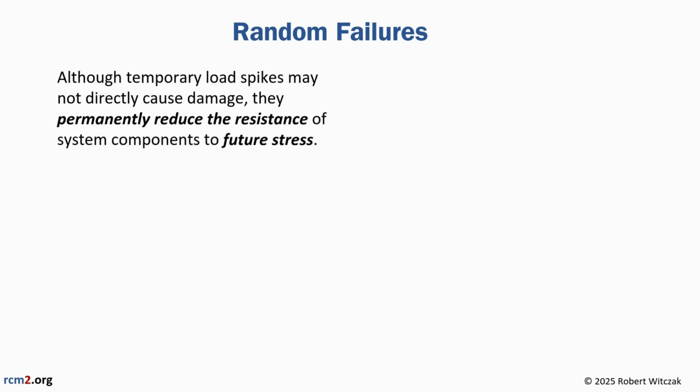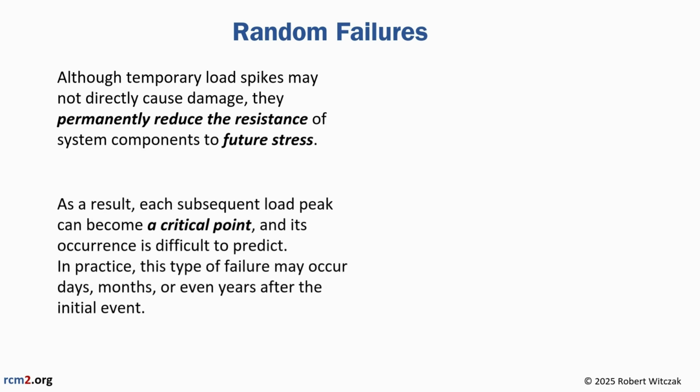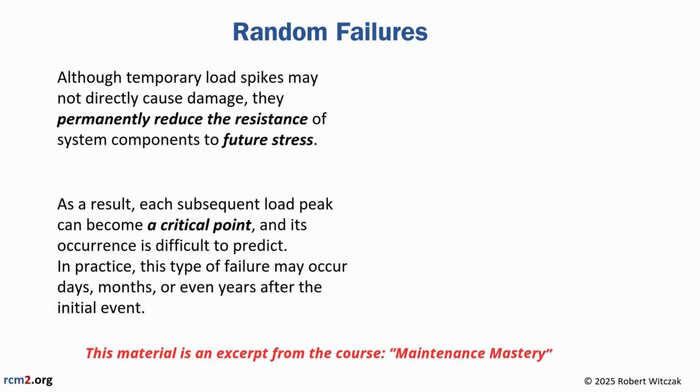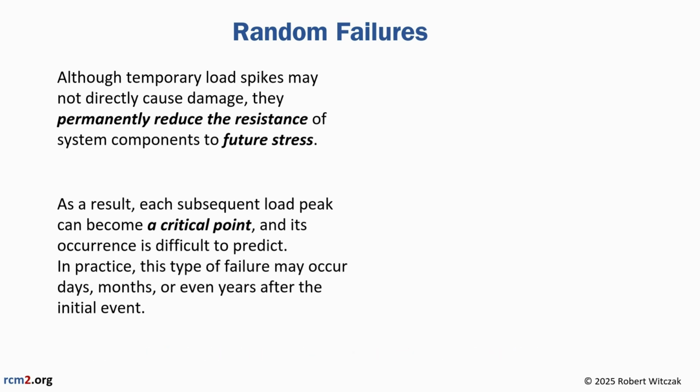Although temporary load spikes may not immediately cause visible damage, they permanently reduce the resistance of system components to future stress. As a result, each subsequent load peak can become a critical point, and the moment it occurs is difficult to predict. In practice, this type of failure may happen days, months, or even years after the initial event.